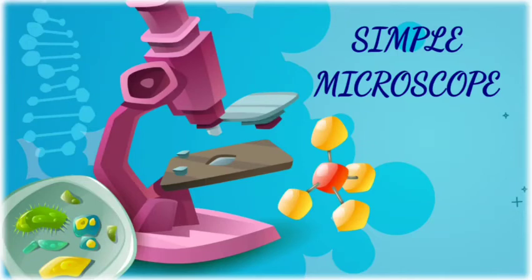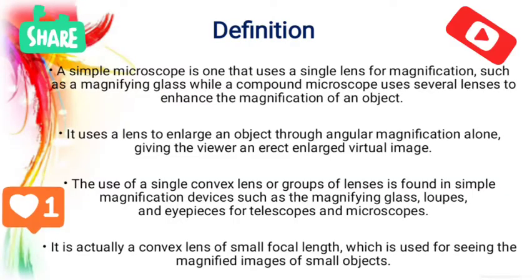Today, let us begin with a simple topic, that is the simple microscope. A simple microscope is an instrument where we use a single lens of magnification. This can be differentiated from the compound microscope, where we use several lenses to enhance the magnification of an object. It uses a lens to enlarge an object through angular magnification alone, giving the viewer an erect, enlarged virtual image.